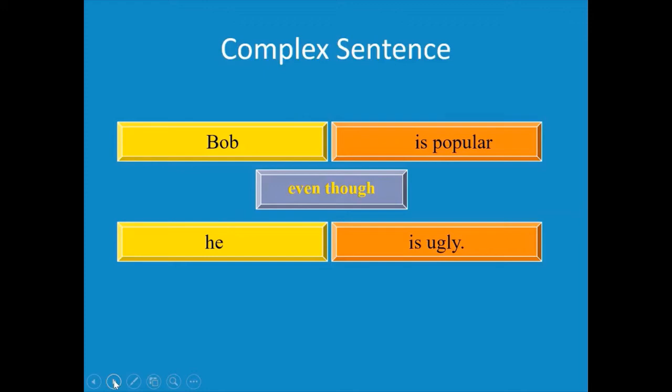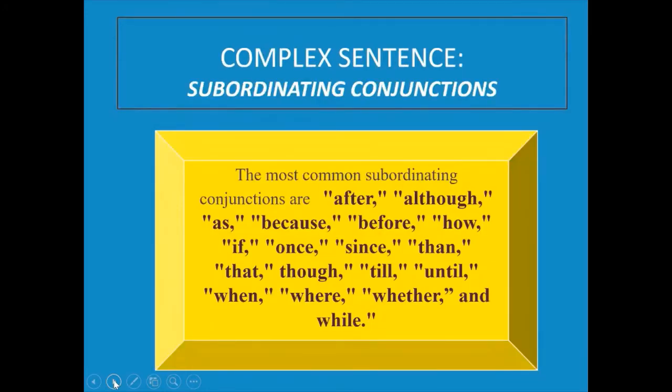The independent clause here is the first part. Bob is popular. And then the dependent clause is the second part. Subordinating conjunction.